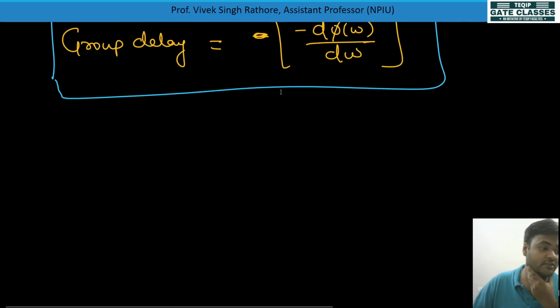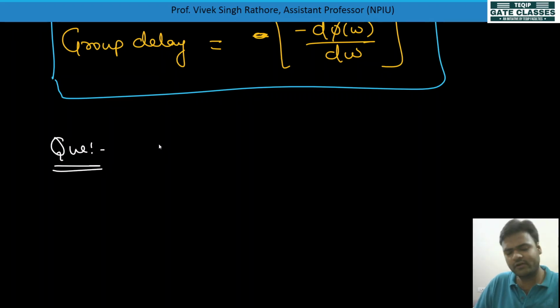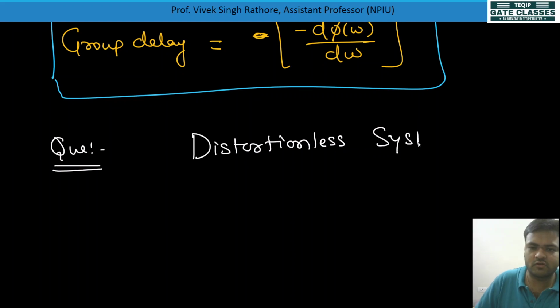Now we'll see one or two questions and try to understand how we can solve group delay and phase delay questions. First, the distortionless system. As you know, for a distortionless LTI system, I told you that magnitude should remain constant and the phase should remain linear.